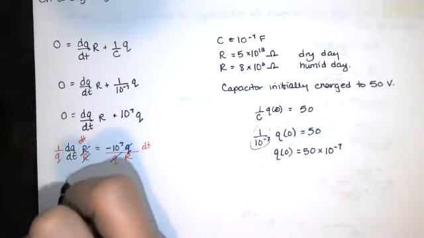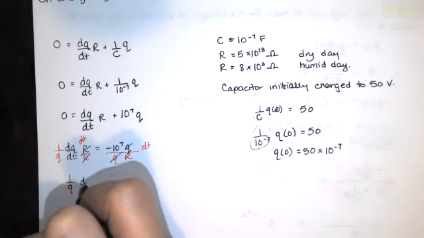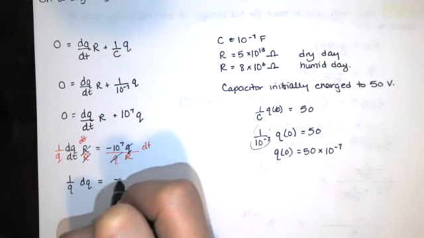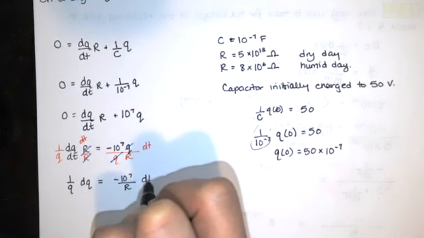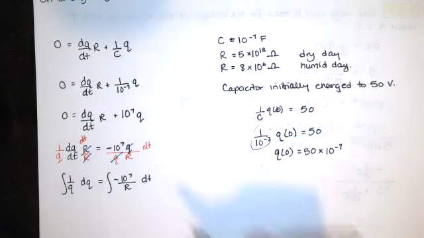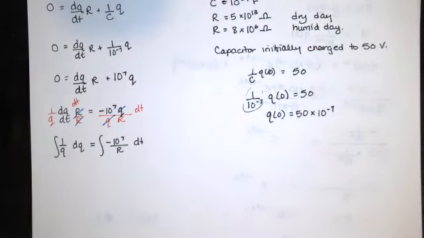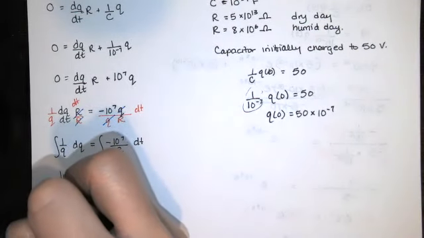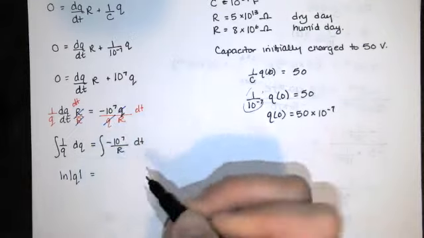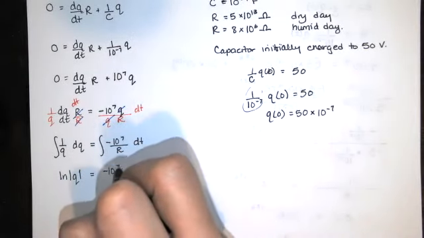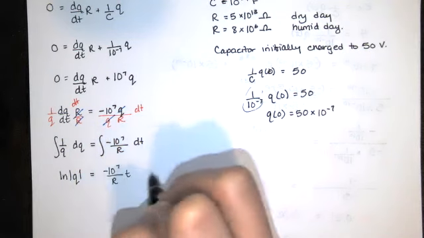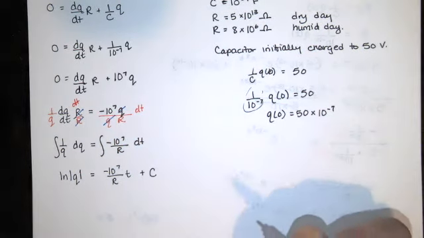So I have 1 over Q times dQ is equal to negative 10 to the 7th over R times dt. Anti-differentiate each side with respect to the variable on that side. We'll have natural log of the absolute value of Q is equal to this. Now that's constant with respect to t, so you're just going to have that constant times t plus a constant of integration.